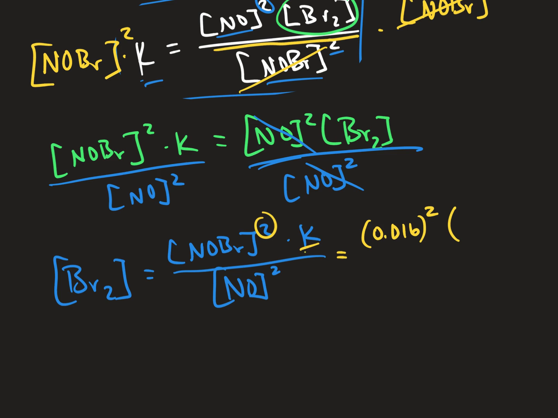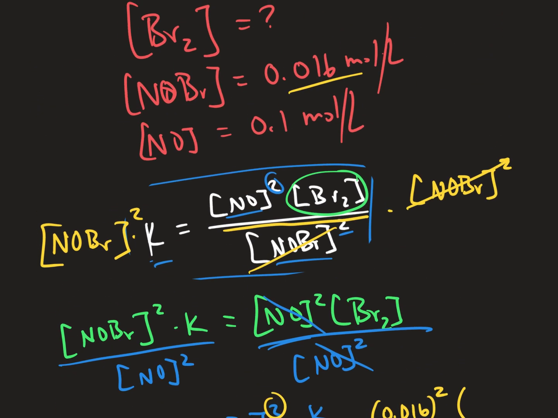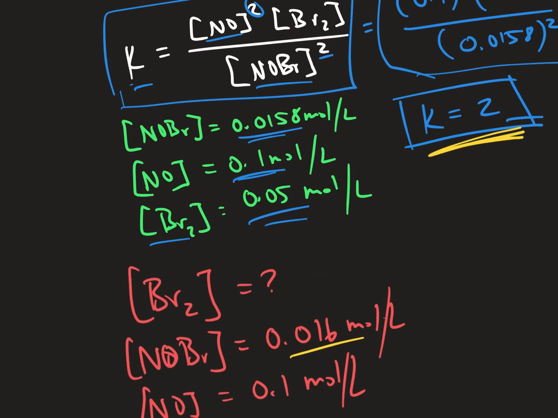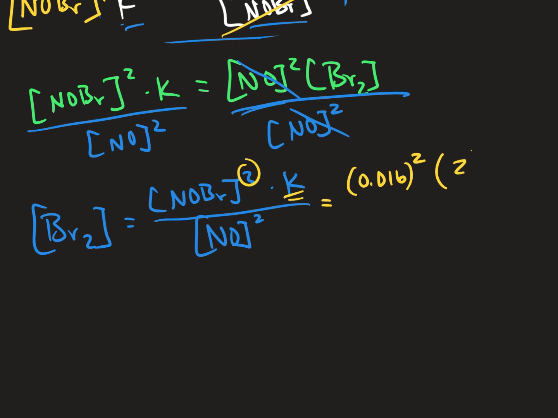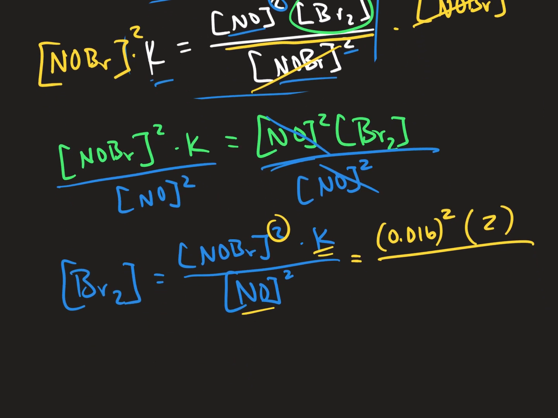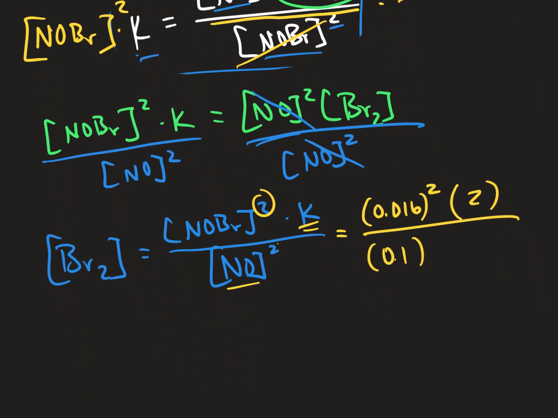And what's our K? We figured that out in the first problem, right? It's the same reaction. The equilibrium constant is for a specific reaction. And it's going to be the same constant for that reaction, whether it's 2,000 years ago or 2,000 years from now, as far as we know. Okay? So that's going to be 2 there, divided by the concentration of NO, which is 0.1. Don't forget, we've got to square that.